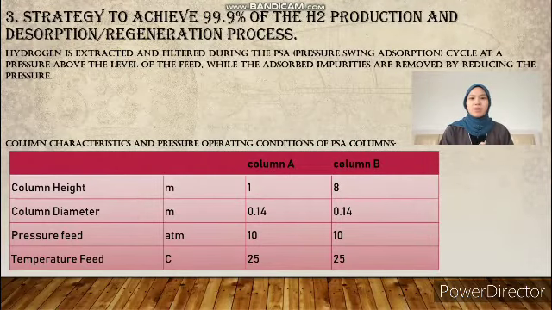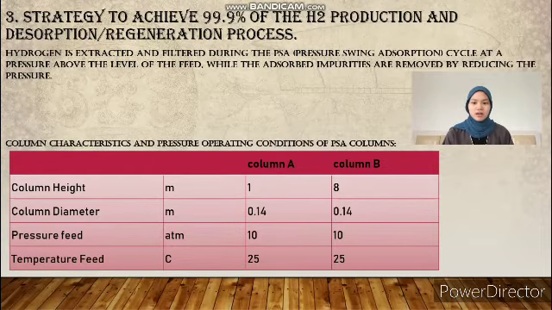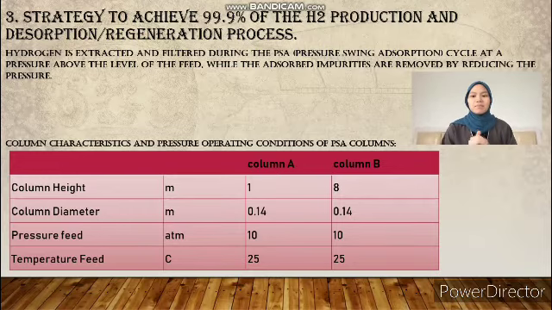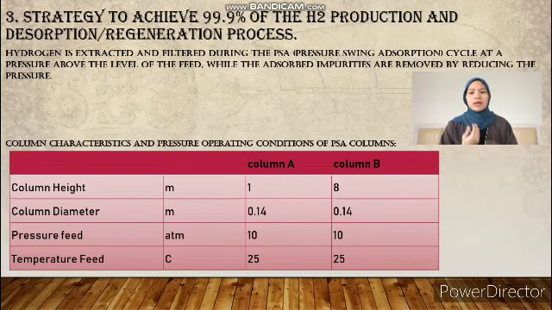Moving on to our next point, which is the strategy to achieve 99.9% of H2 production and the desorption or regeneration process. The hydrogen is extracted and filtered during the pressure swing adsorption PSA cycle at a pressure above the level of the feed, while the adsorbed impurities are removed by reducing the pressure of the column. Therefore, in this cycle, we are using two columns, which is column A and also column B of PSA.